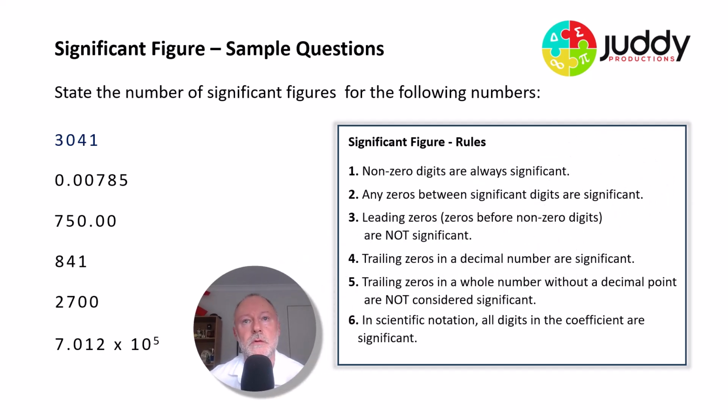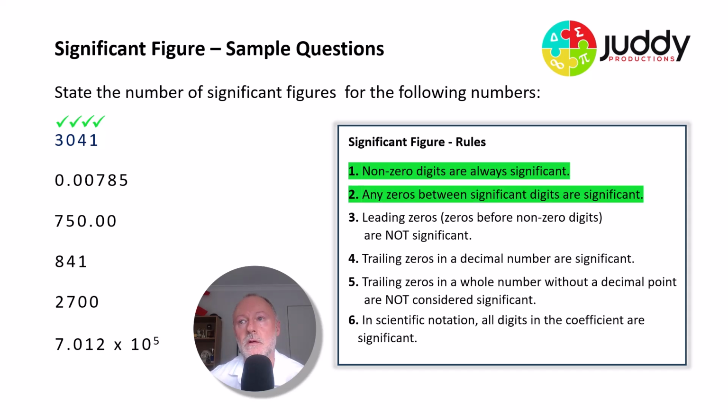And here are our rules. So the number 3041. First of all, the non-zero digits are always significant. So the 3, the 4, and the 1 are significant. And also any zeros between significant digits are significant. Because the 3 and the 4 are both considered significant, then following rule 2, any zeros between significant digits are also considered significant. So 3041 consists of four significant figures.